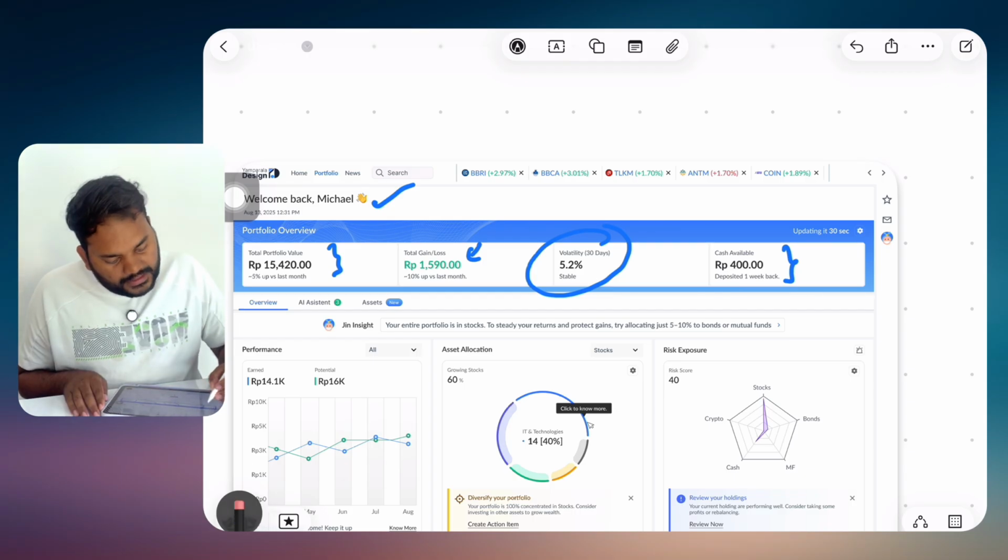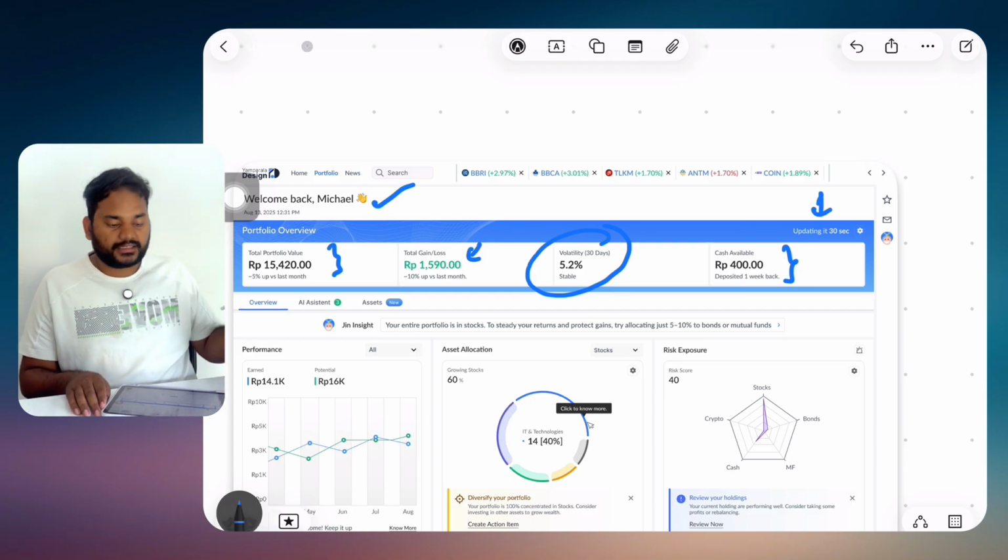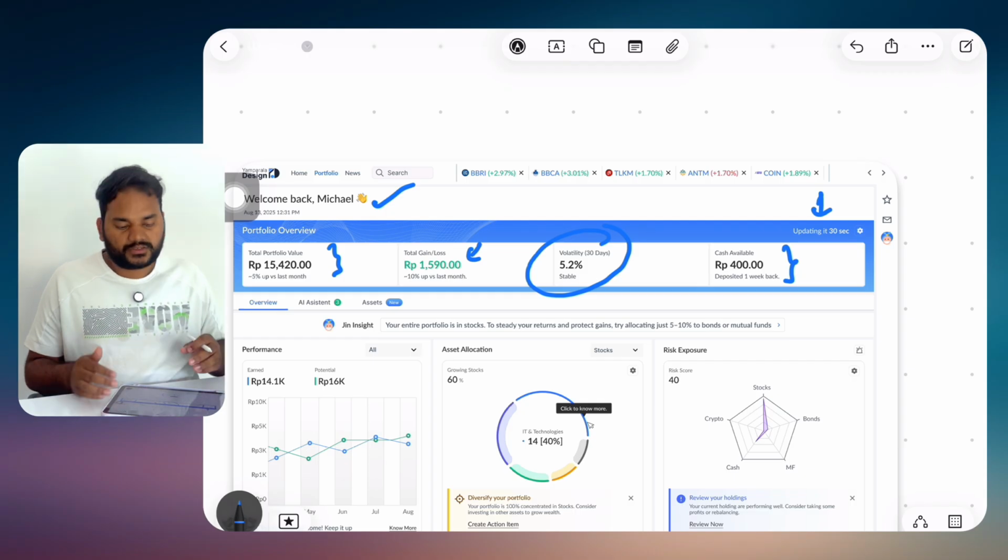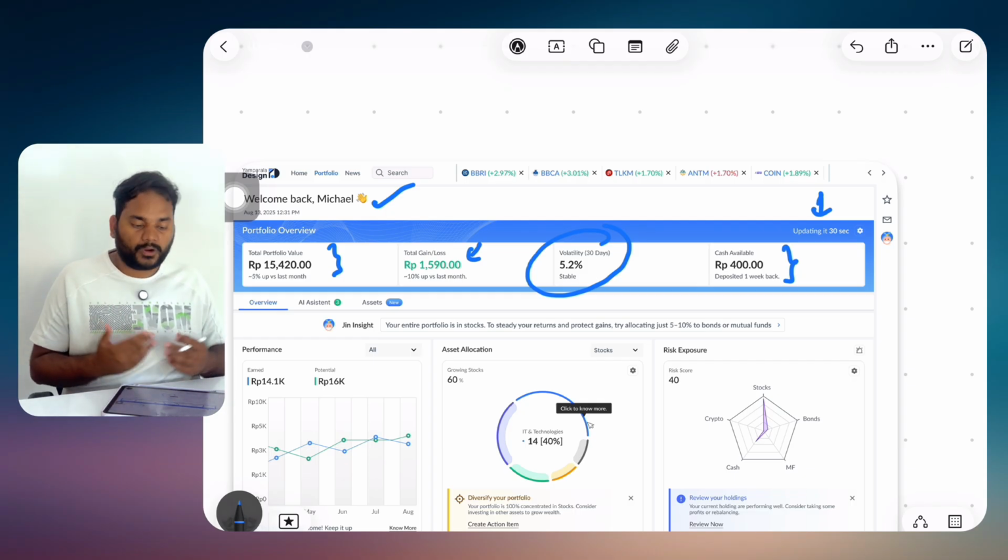And on the top, if you can see, there is information on what interval the whole card is moving. It is updating every 30 seconds. So the user doesn't need to refresh it again and again. It will automatically get refreshed.